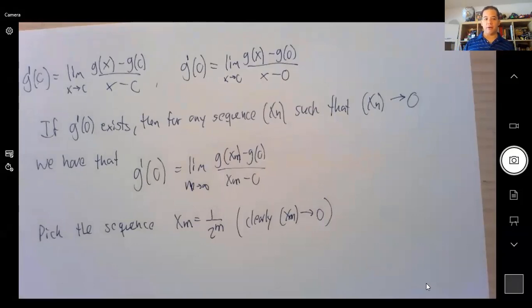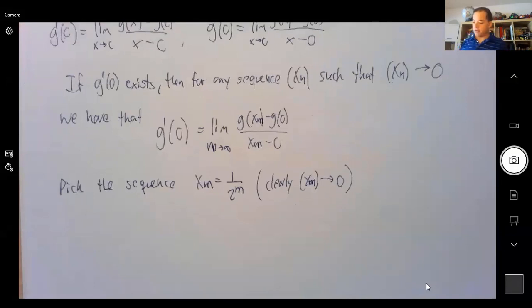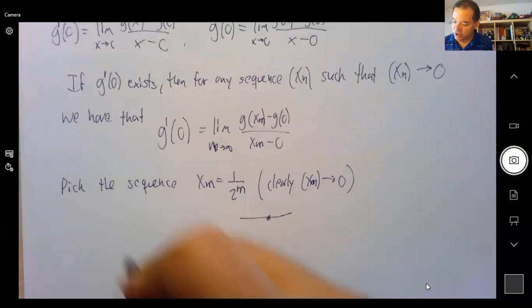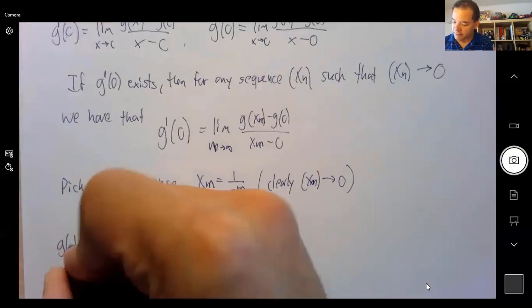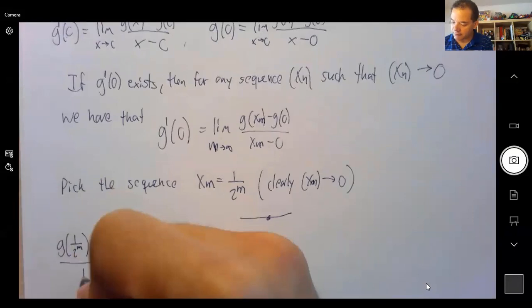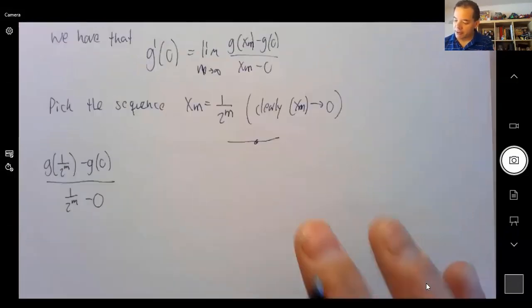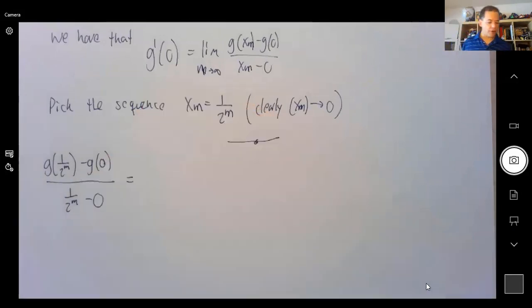Okay, and how are we going to do it? Well, let's go back. Let's evaluate the limit, right? That's all we need to do. So let's do the exercise. So we need to see what is g of 1 over 2 to the m minus g of 0 over 1 over 2 to the m minus 0. That's what we need to do, right? Now, let's start with g of 0. What is g of 0 anyways?